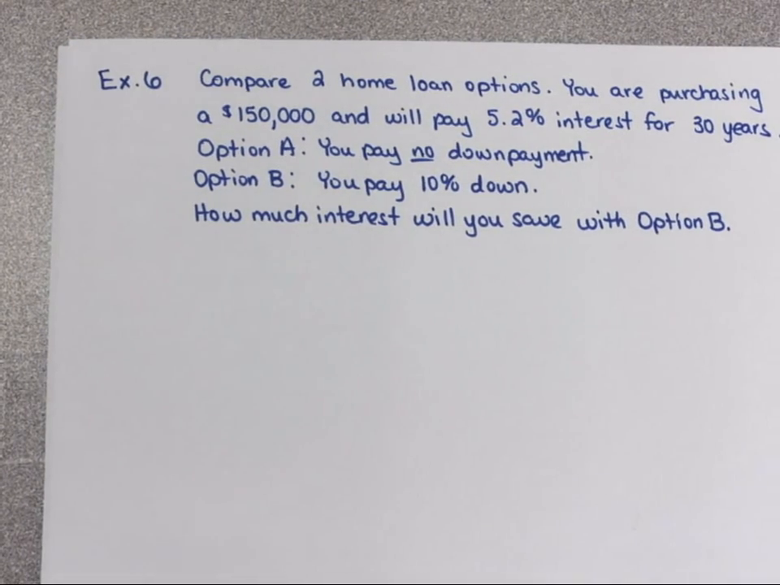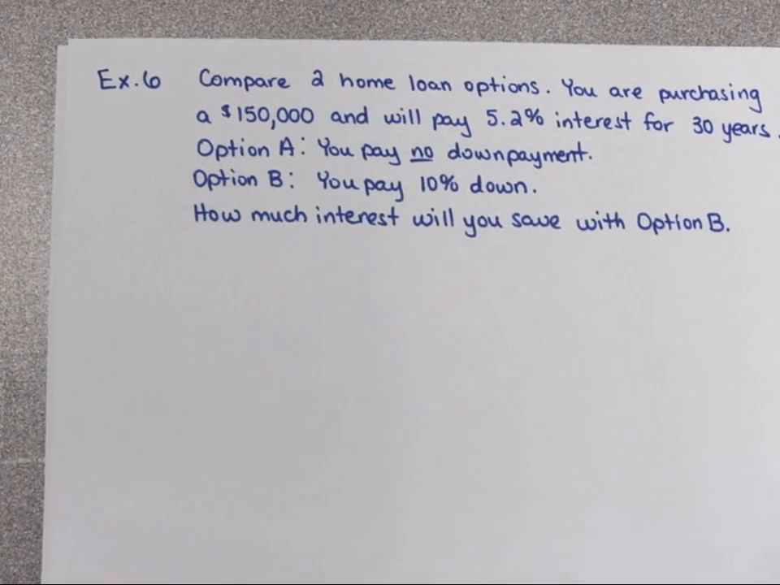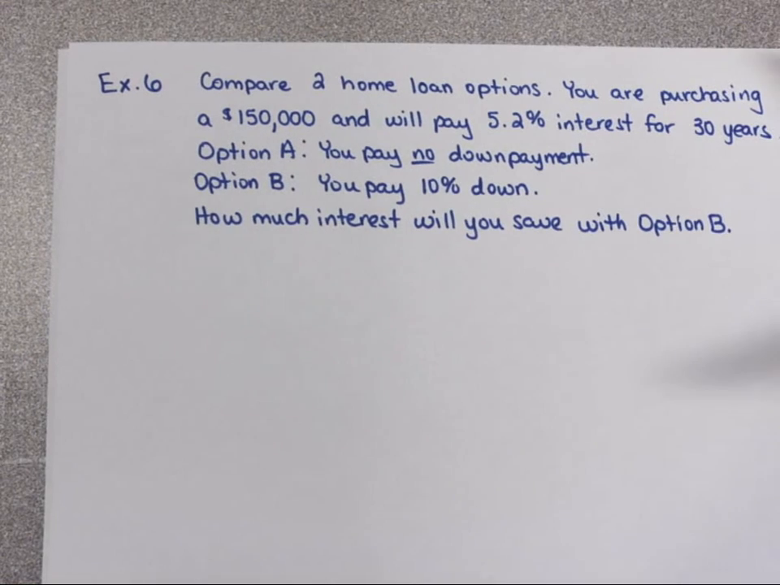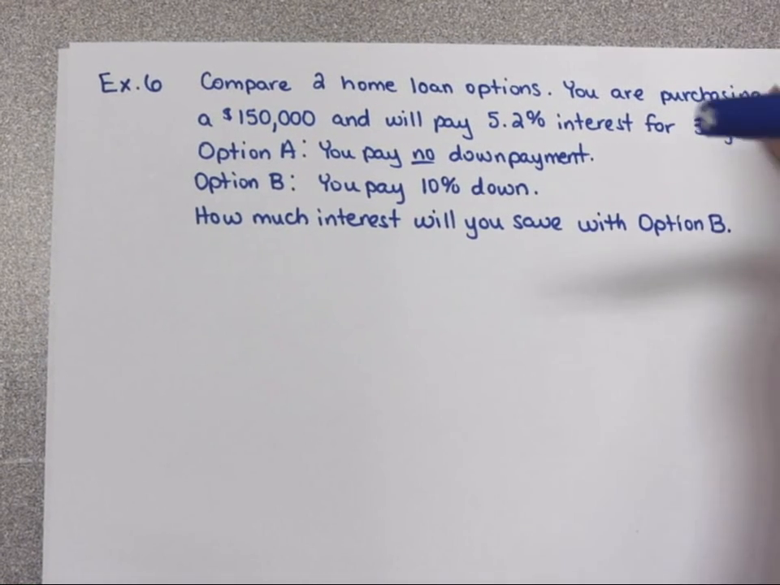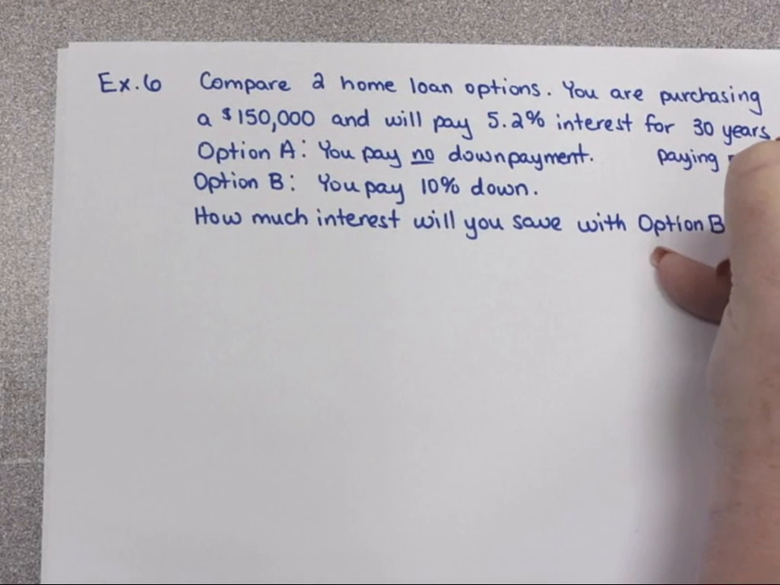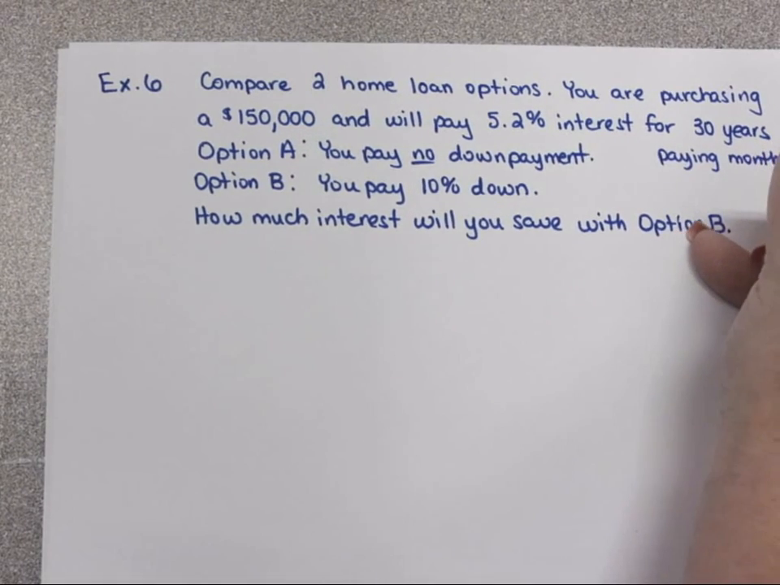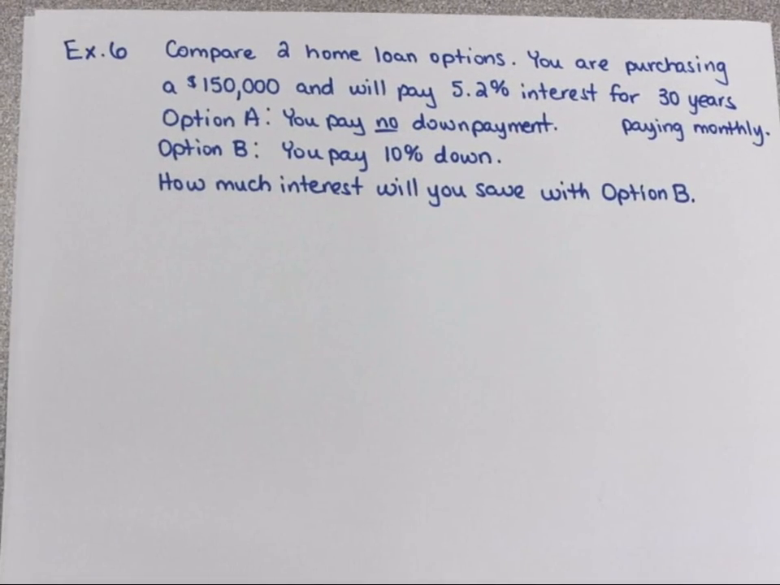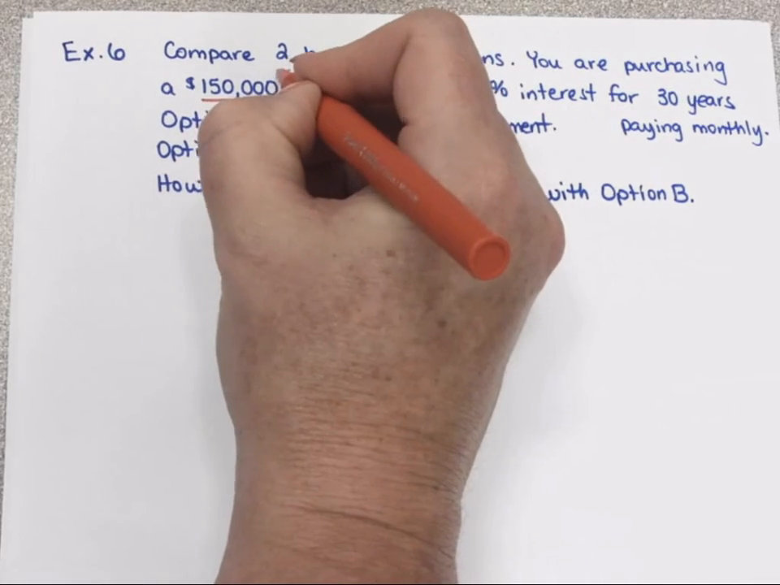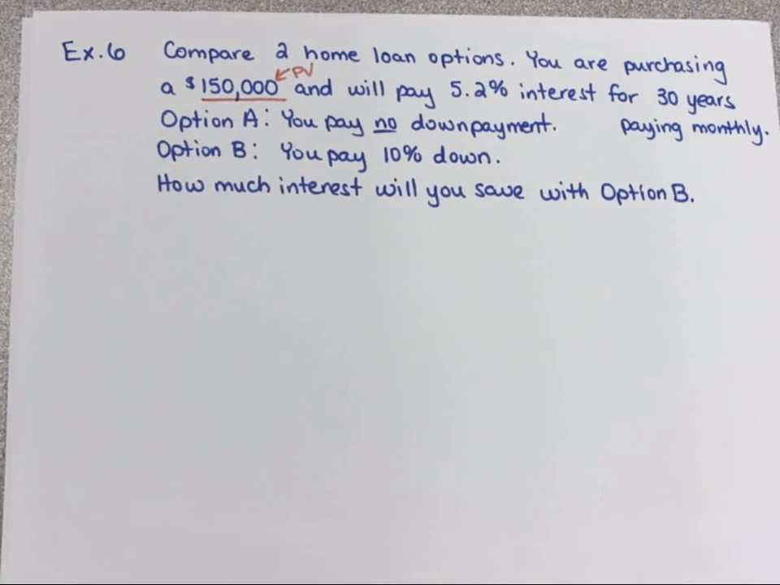Yeah, I guess it's always going to be monthly for home loans. So let's add a little statement here: paying monthly. But yeah, I do need to be exact there. Notice you just need to ask yourself, I do need to find the payment, right? This quantity is the present value. It's the amount that doesn't include interest yet.